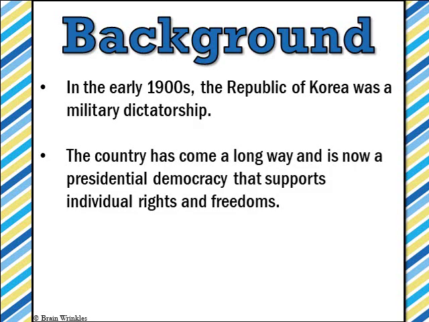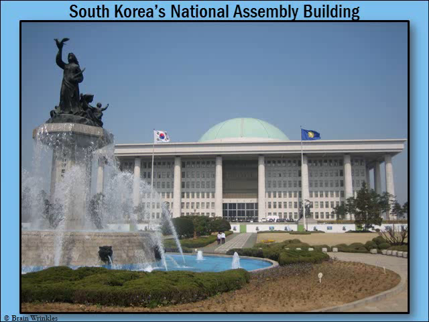Next slide. Background. In the early 1900s, the Republic of Korea was a military dictatorship. The country has come a long way and is now a presidential democracy that supports individual rights and freedoms. Next slide. It's a picture of South Korea's National Assembly building.